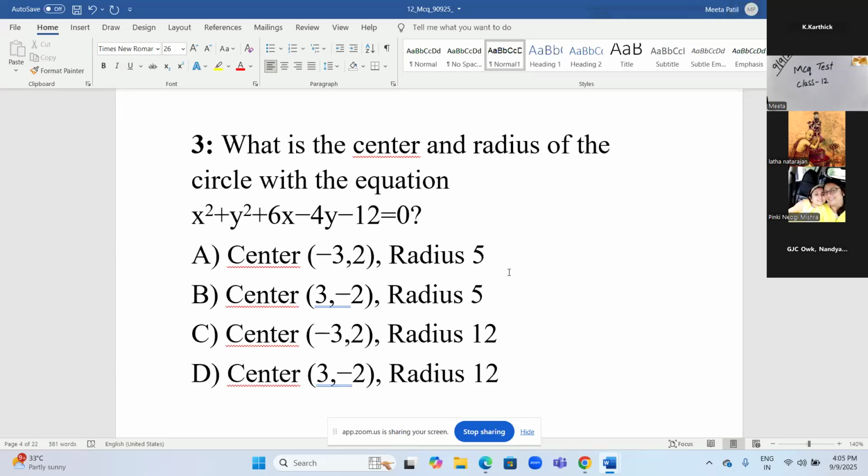What is the center and radius of the circle with the equation x square plus y square plus 6x minus 4y minus 12 is equal to 0?